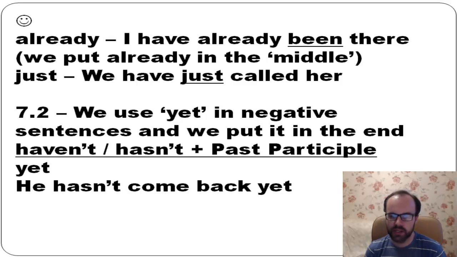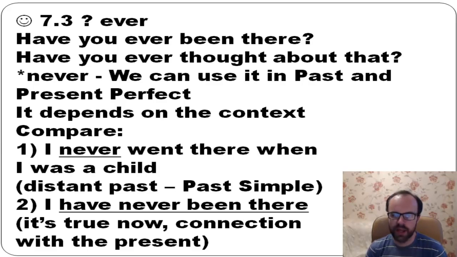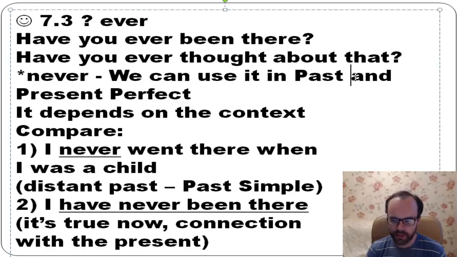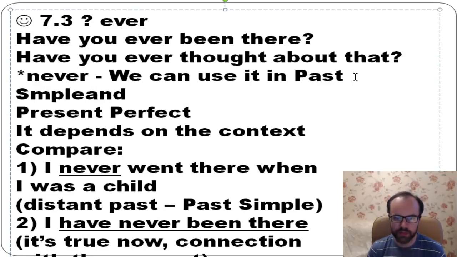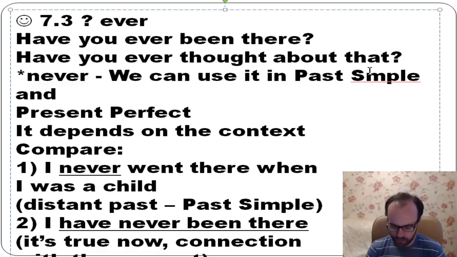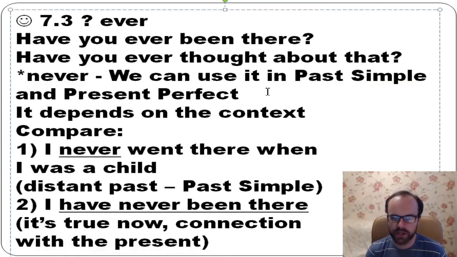We use yet in negative sentences and we put it at the end. Haven't or hasn't plus past participle. So yet. He hasn't come back yet. Ever. Have you ever been there? Have you ever thought about that? Never. We can use it in past simple and present perfect. It depends on the context.